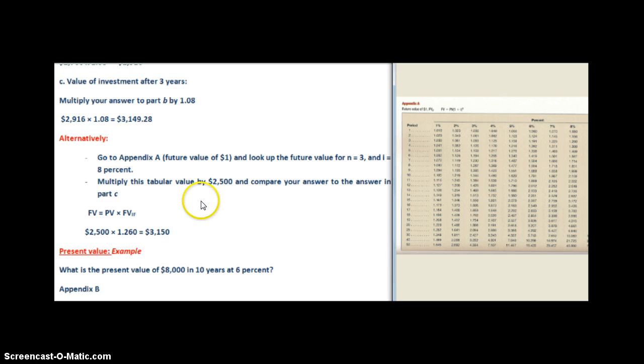And you can now compare your answer to your answer in part C, which is $3,149.28. You can see that the answer is almost similar. The slight difference which you will find between the two amounts is due to the rounding off.